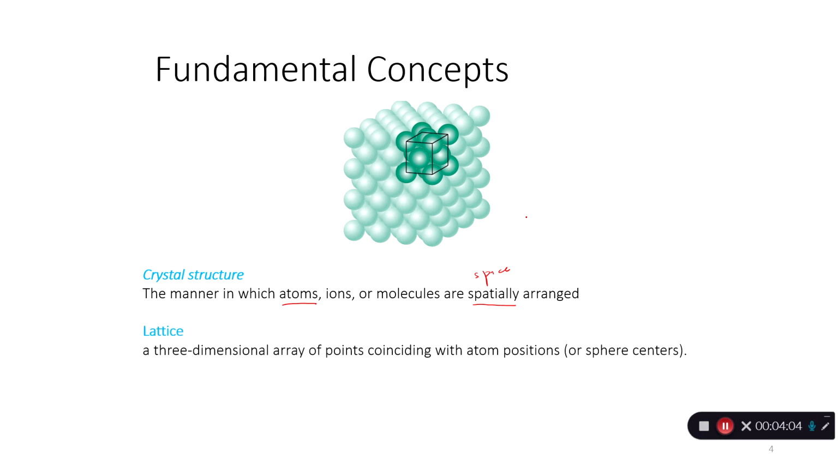And then here we have something called lattice. So a lattice is a 3D array. This is basically a lattice. It's an array of points coinciding with atom positions. So if this is an atom, this is the center. So these points are going to coincide with the lattice.